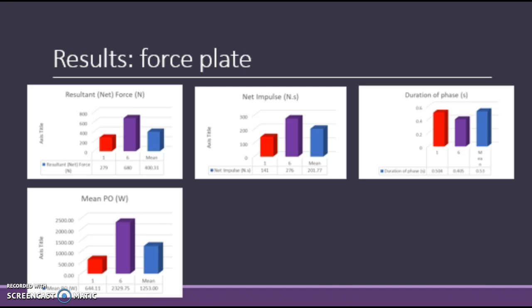I took data from a weaker player, which is person 1, and a stronger player, which is person 6, in the group, and compared both to the mean. Firstly, the better participant had a higher net force, net impulse, and mean power, which should all result in a higher jump. However, the duration of the phase on the ground for the stronger participant was shorter than both the mean and person 1, which suggests that a shorter time on the ground may result in a higher jump.